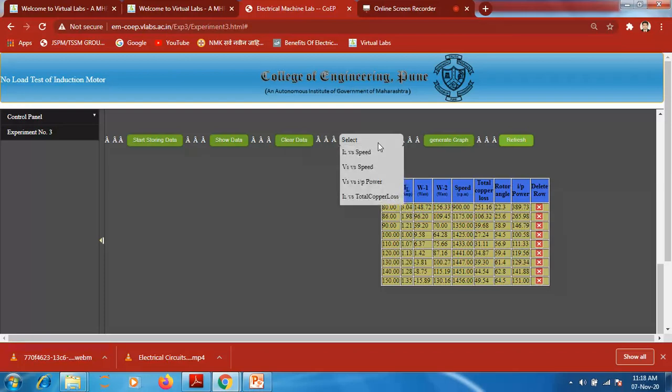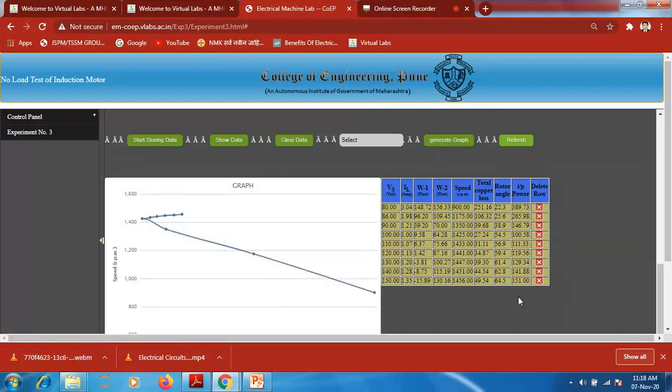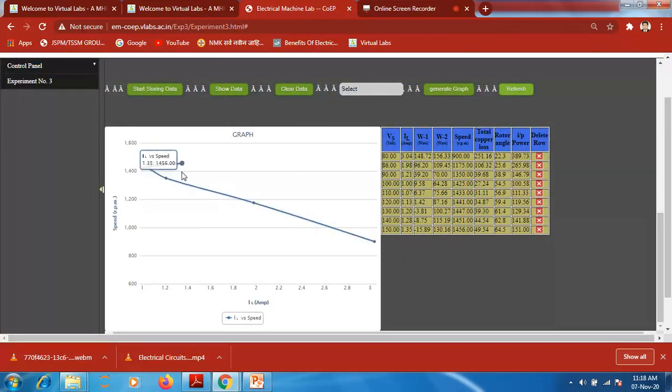So just select IL versus speed and generate a graph. So it will generate the graph of IL versus speed over here. This is nothing but the current, and this is nothing but the speed. This is 1 ampere current, 1.2 ampere. So as you increase the current, the speed is also decreasing. Okay, the speed is going to decrease over here.